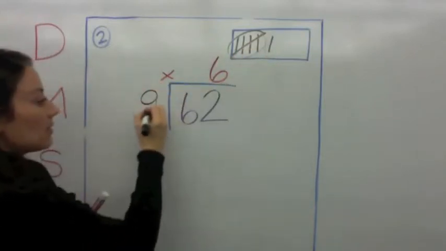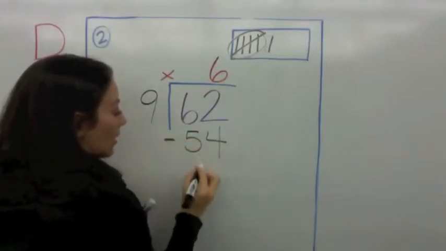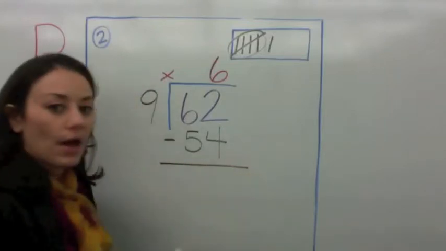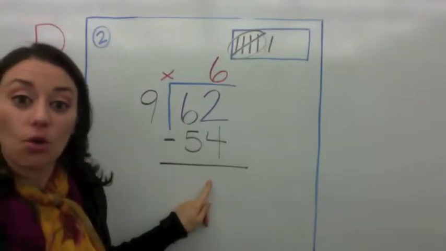So 6 times 9 is 54. Then we're going to subtract. That's the third step. Subtract those two numbers to find out what? What is this number going to be? It's going to be the remainder. How many is left over?